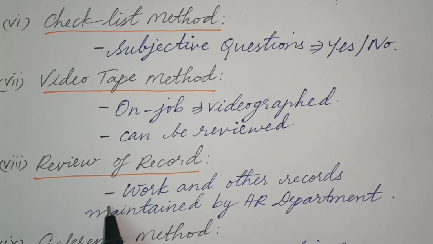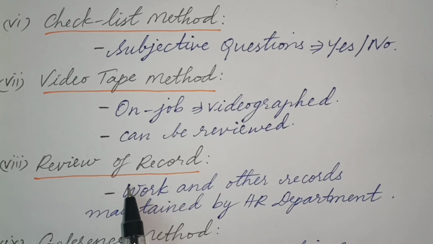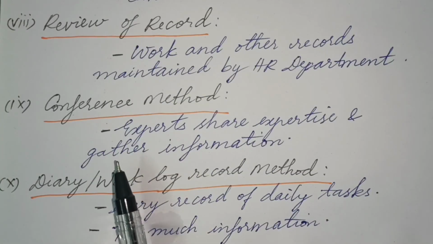This involves the job analyst looking at the records of work, or of any complaints or anything that is related to the employees that is maintained by the HR department, to collect information. The next method is conference method. In this case, a group of experts will be called upon and they'll be asked to share their expertise in their area to these employees, and then they'll gather information from the employees to be provided to the job analysts.